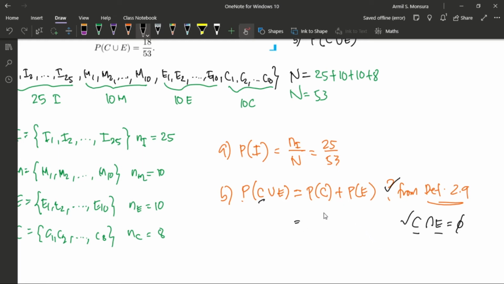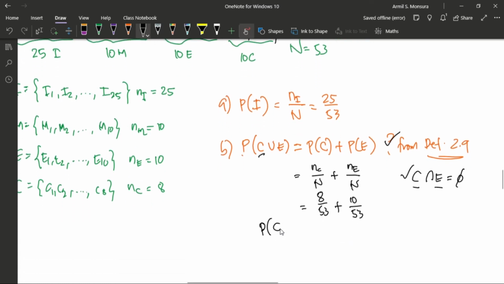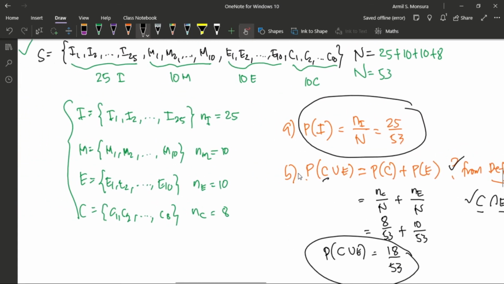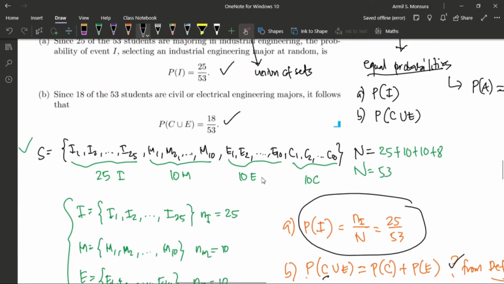Okay? Now from this, ang probability of your civil engineering major to be called is small nc over n. Okay? While the probability of your electrical engineering major to be called is the small ne over big N. Okay? So in this case, we will have 8 over 53 plus 10 over 53. So that should give us the probability of the union of C and E. The probability of the instructor calling a civil engineering or an electrical engineering major student to be 18 over 53. So ito, this is our answer for letter B, and this one is our answer for letter A. So, yun. Ito, tsaka ito. Okay.